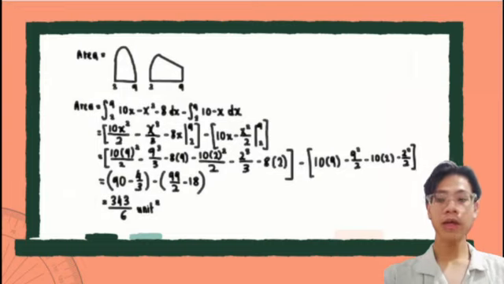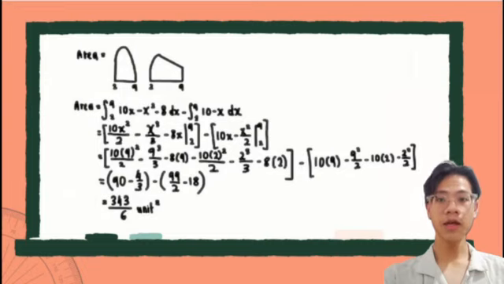Evaluate it and we get, in brackets, 10x squared over 2 minus x cubed over 3 minus 8x with the limits 2 to 9, close bracket, minus, open bracket, 10x minus x squared over 2 with the limits 2 to 9 again, close bracket.